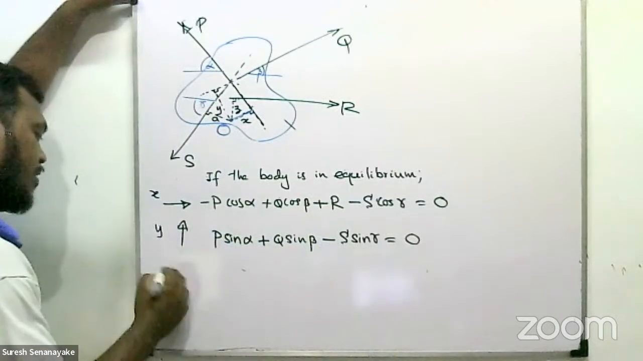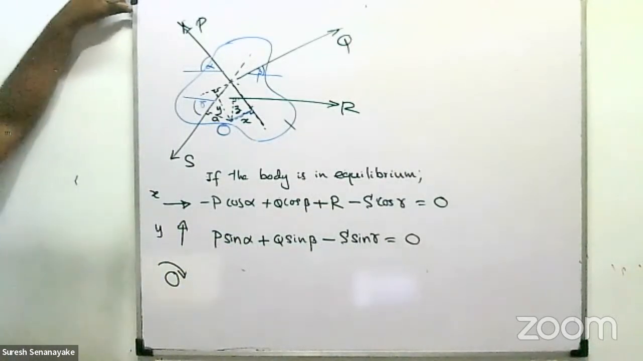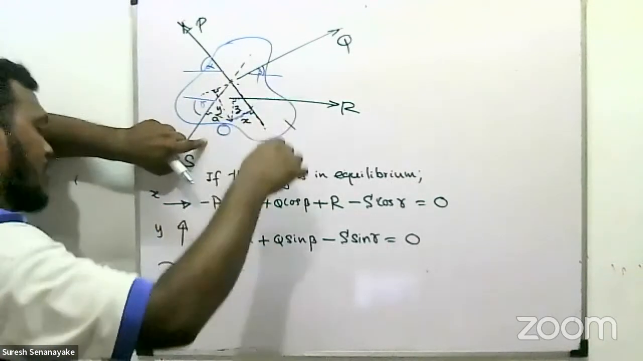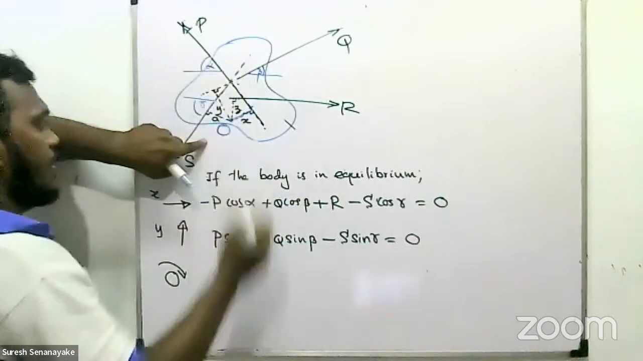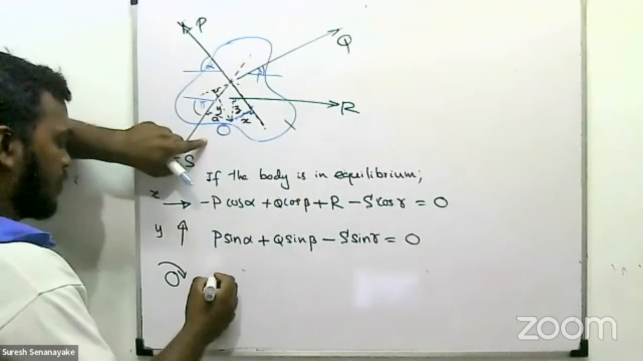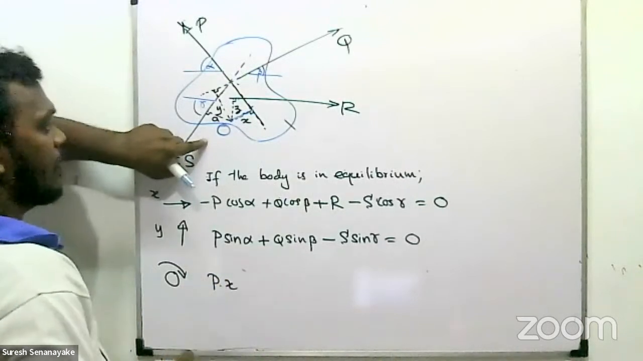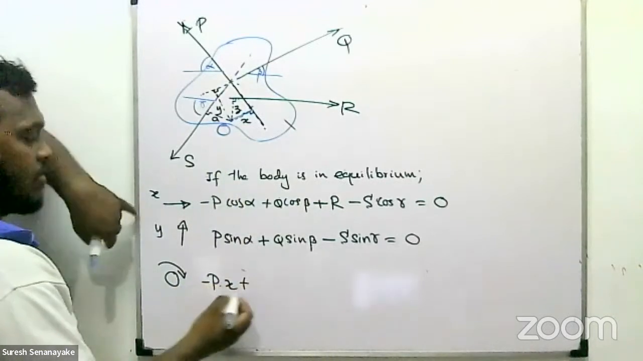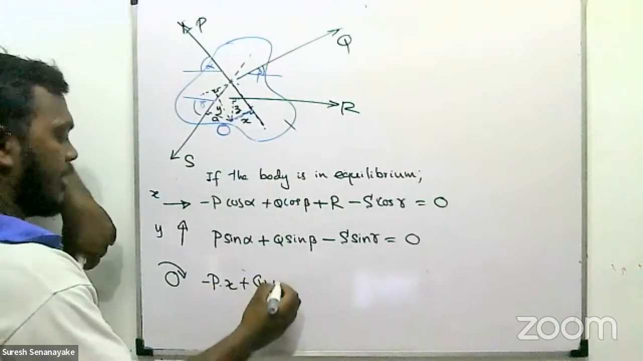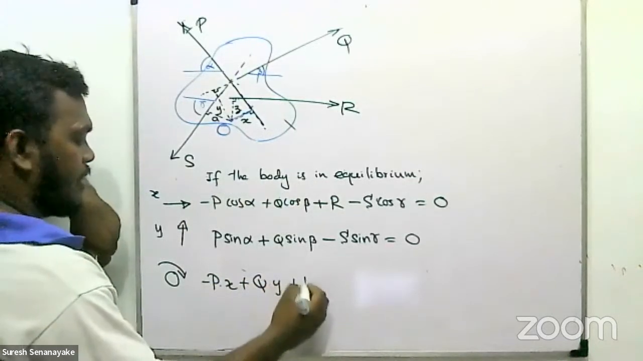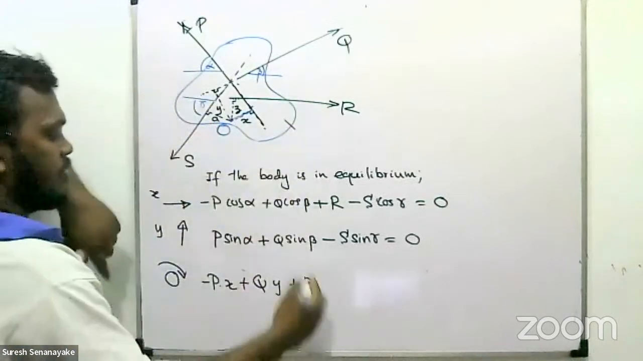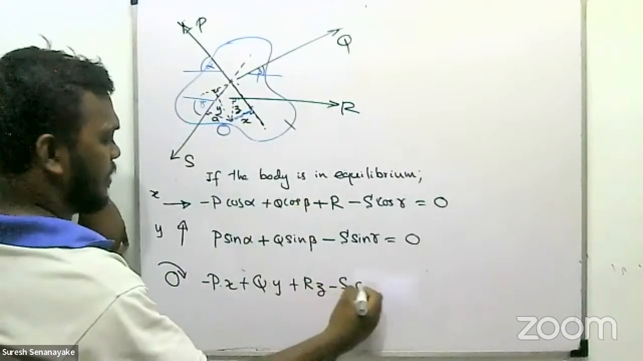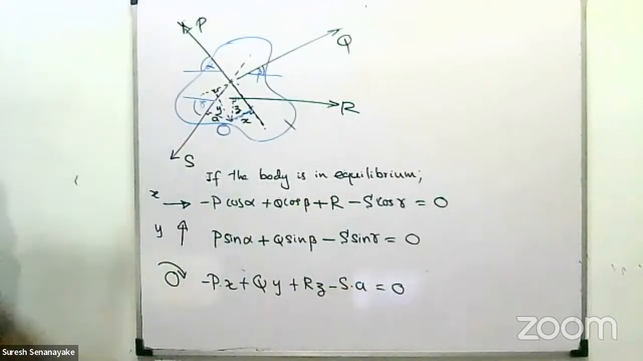And taking the moment about O should also equal 0. P gives an anti-clockwise moment, equal to P into x, since the perpendicular distance to P is x. Q's moment is also anti-clockwise, Q multiplied by y. R gives a clockwise moment, multiplied by z, and S gives a moment to the other side, multiplied by a. This also should equal 0.